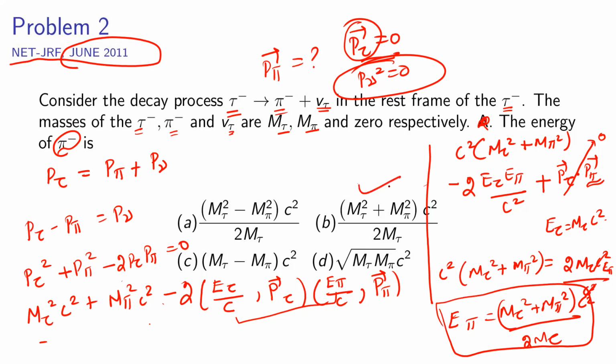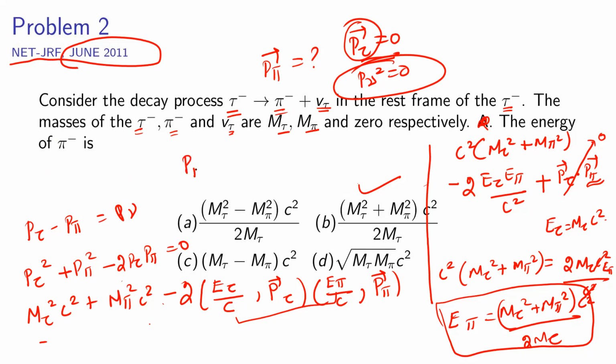This problem was asked for the NET JRF exam in June 2011. This is the easiest way to do it. You can also do it using energy conservation and momentum conservation separately. Now you can also find the momentum if you want. You can do it as an exercise.